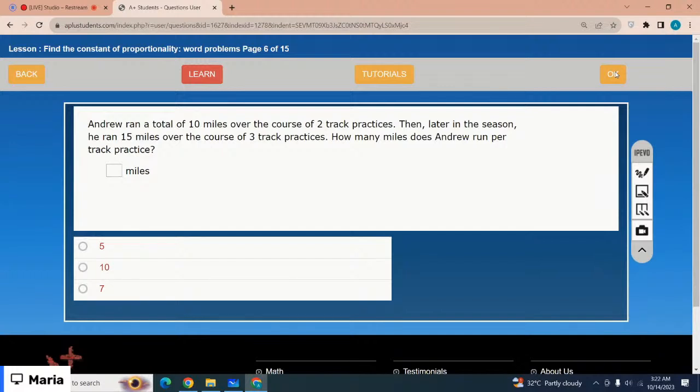The correct option is, very good. That is 5 miles. Andrew runs 5 miles per track practice. The correct option is 5.